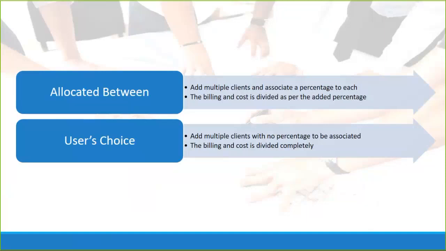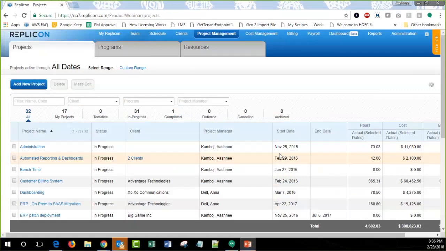Let's get into the system and talk about how you can associate multiple clients to a single project. So I'm going to go over to my Replicon instance, as you can see on your screens right now. Now, in project management, when you're creating a new project, that's where you get a choice to choose whether you want to associate multiple clients or a single client to a project. And that's also the place where you can decide the method of allocation, whether you're going to allocate with a percentage or you're going to give the users the choice to choose between the clients. So let me show you something.